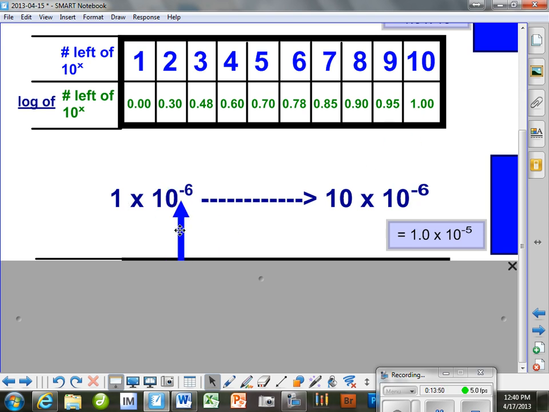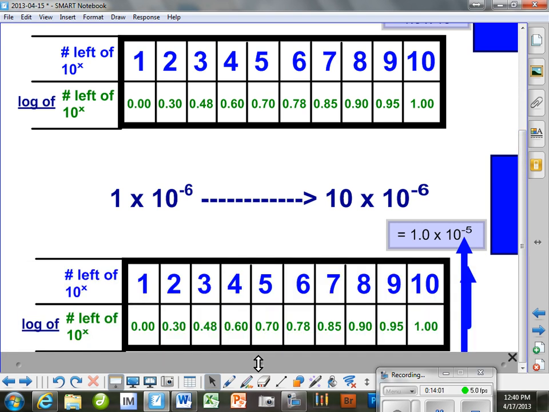Okay, now we have 1 times 10 to the 6 going to 10 times 10 to the 6, at which point it now becomes 10 to the minus 5. And same old sequence. Same deal here. So numbers go across, and starting with 10 to the minus 6, we finally end up with 1 times 10 to the minus 5 again. Now let's apply it.